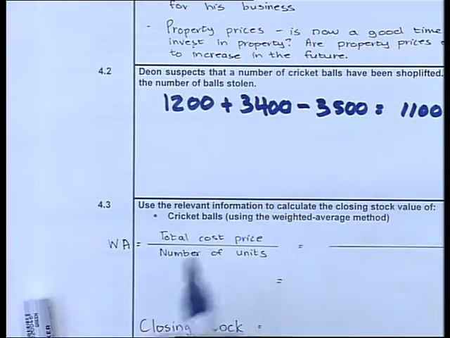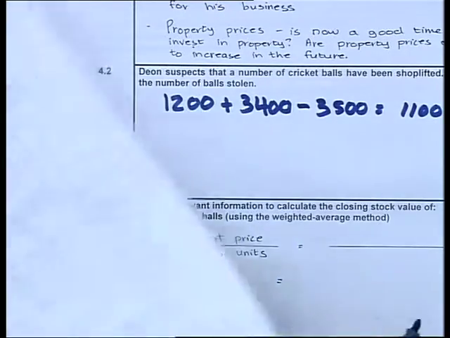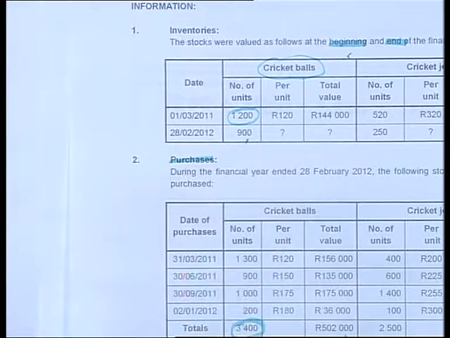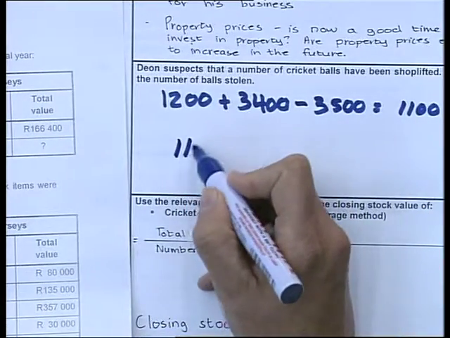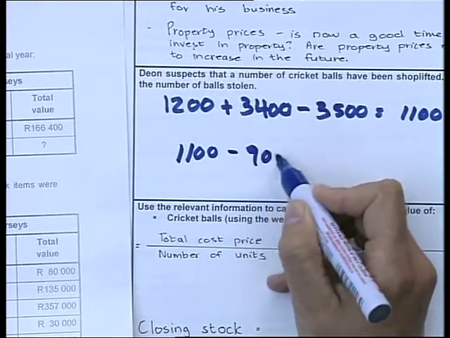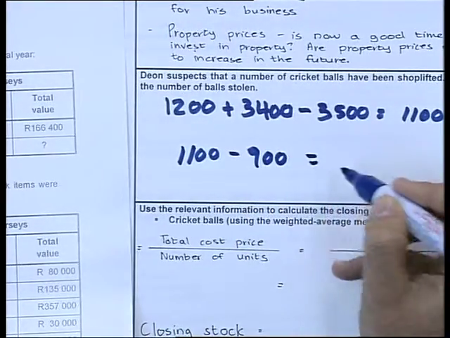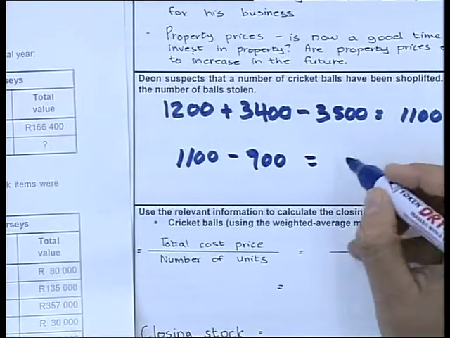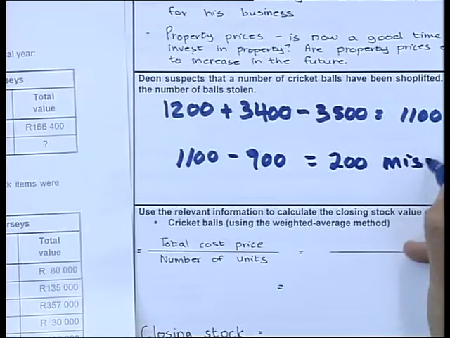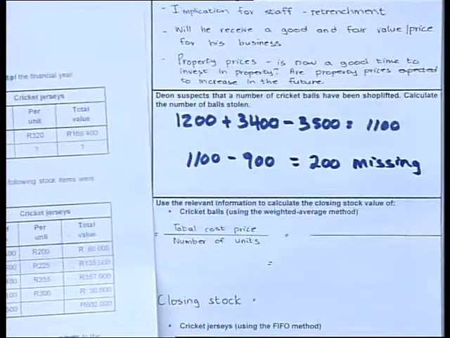But now, if you go to the question, you will see how many units you have in your closing stock. You only have 900 units. So that means the other units are missing. So 1,100 is what we should have. How many units do we have? Only 900. So the difference, in other words, the 200 balls difference, is missing. Okay. So that was relatively easy.